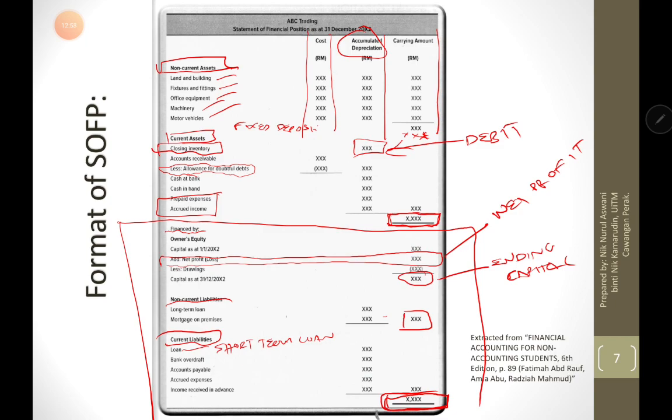Bank overdraft ni facilities given by the bank untuk kita guna duit lebih daripada apa yang kita ada. Maksudnya indirectly duit dalam bank akan ada negatif, tapi untuk jangka masa yang pendek sebulan, 2 bulan atau 3 bulan, depends on the bank term and condition. Okay, and then also accounts payable, accrued expenses and income received in advance. These two I'll explain later in the adjustment. Okay, therefore kita akan dapat total amount. This one should be balanced, these two should be balanced.